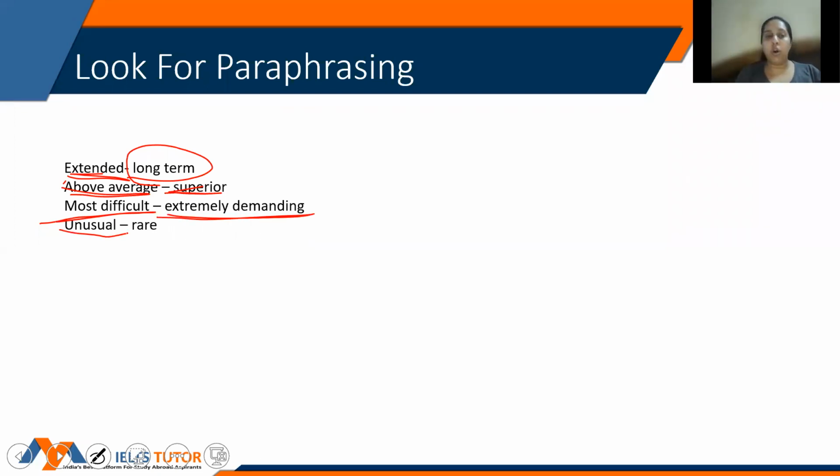Unusual features in the horses. The rare characteristics of the horses, right? You have to look for the information. This is paraphrasing, how they restructure. Now they can give the statement in opposite form also.